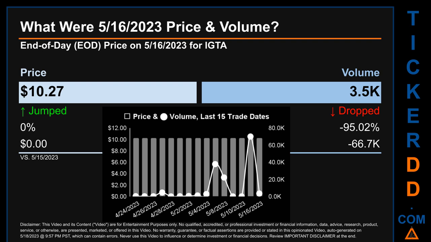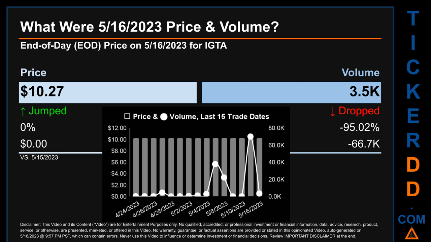What was end-of-day price and volume for IGTA? On Tuesday, May 16, 2023, IGTA had an end-of-day price of $10.27 and volume of about 3.5 thousand. Compared to the previous trading day, the price jumped 0%, gaining $0, while volume dropped 95.02%, decreasing about 66.7 thousand.